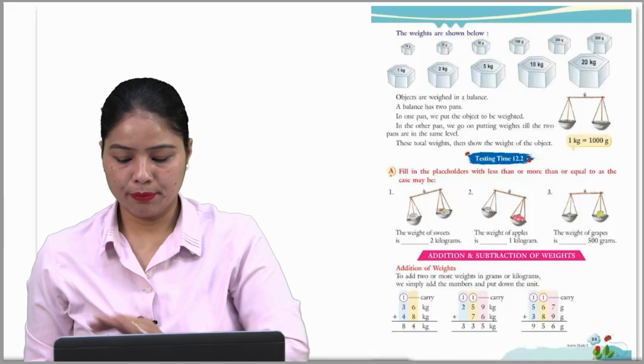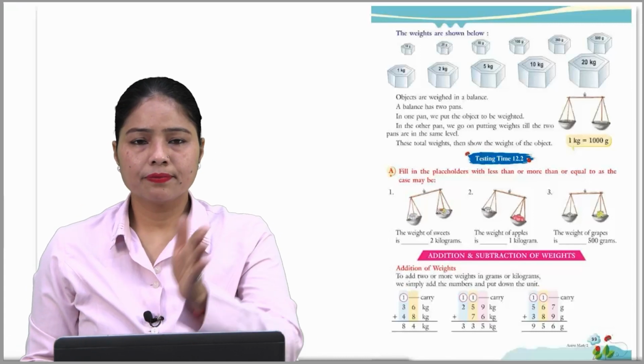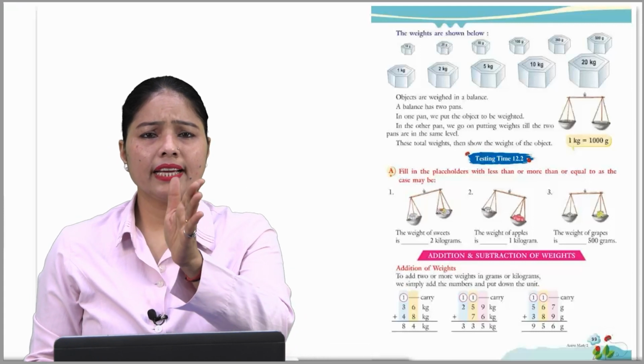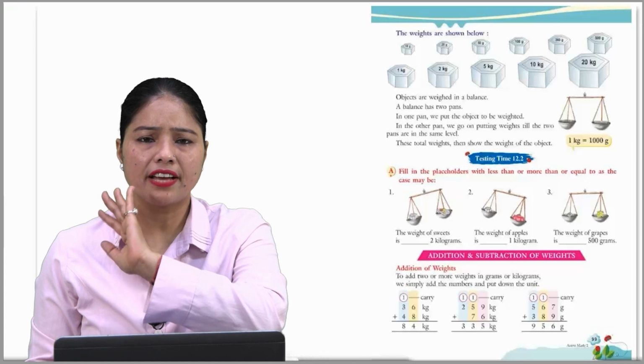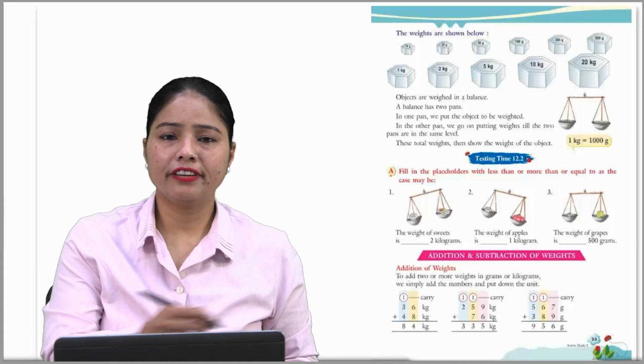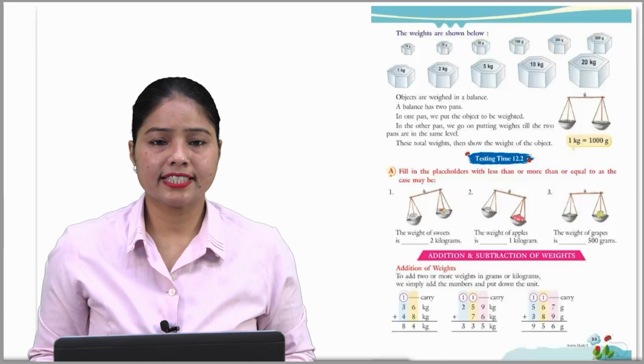So now next. The weights are shown below. ये सब weights दे रखे हैं बेटा. कौन कौन से weights हैं? सबसे पहले हमारा 10, 20, 50, 100, 200, 500. So these are called weights. Okay, so just do practice.